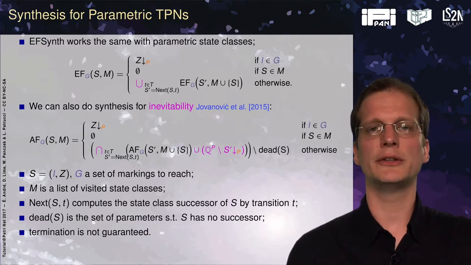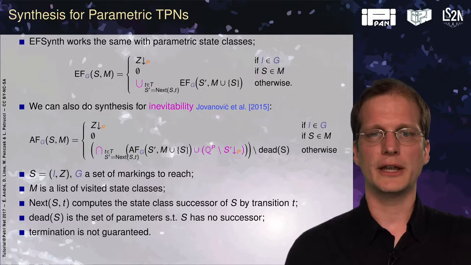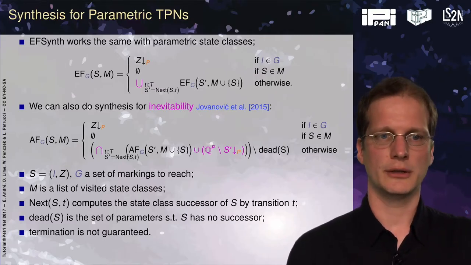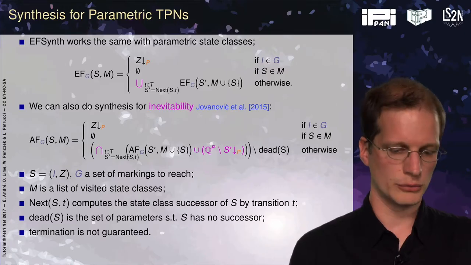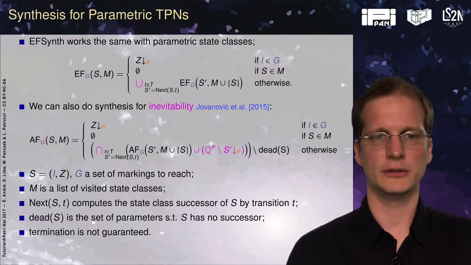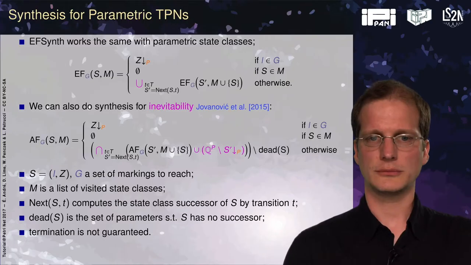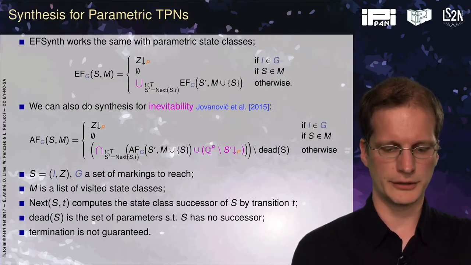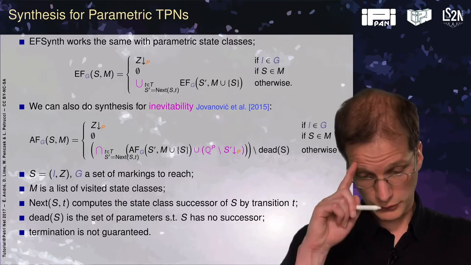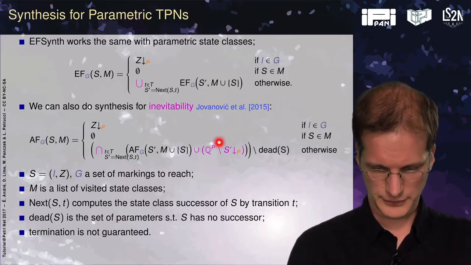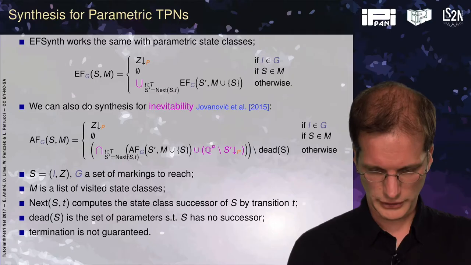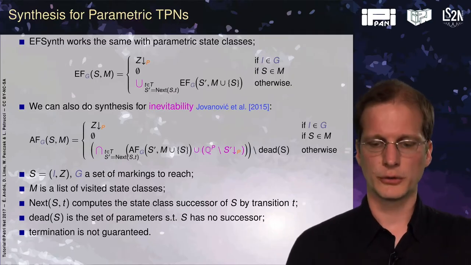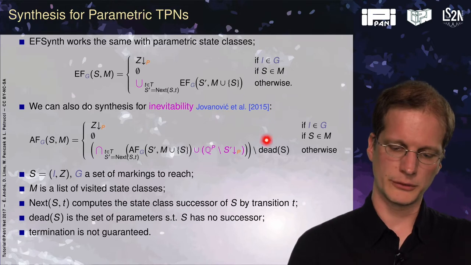What we want now is that for every path, we are sure that we will eventually reach a state, a marking here, which is in the set G. So since we want this property for every path, we have here an intersection of the results, but also two additional sets of parameters. So let's start with this one.